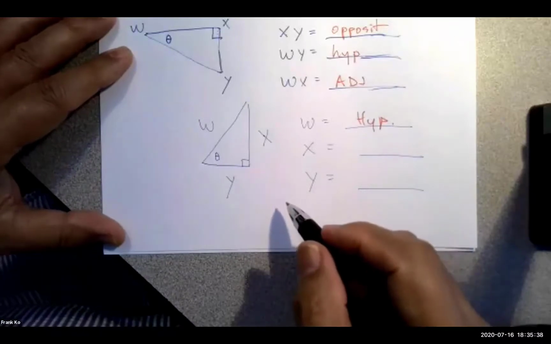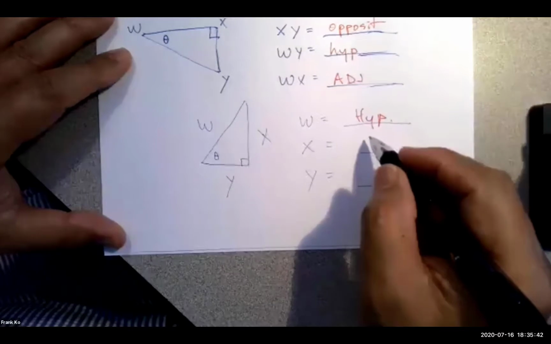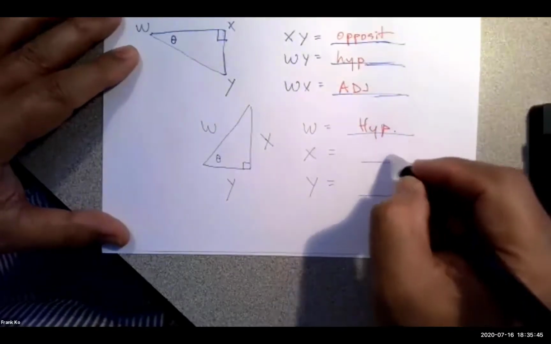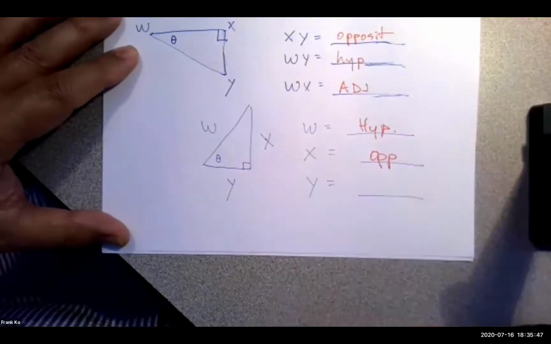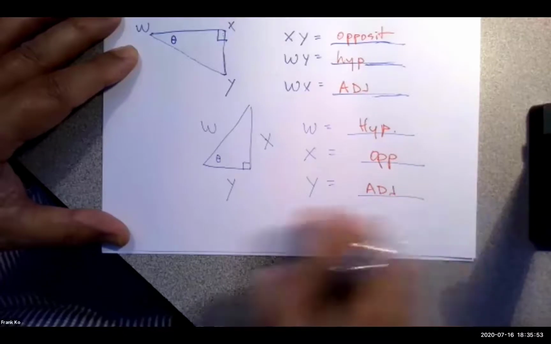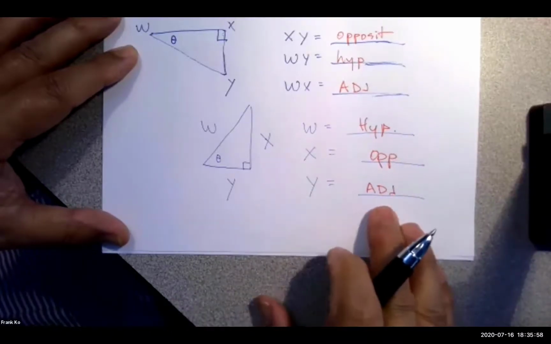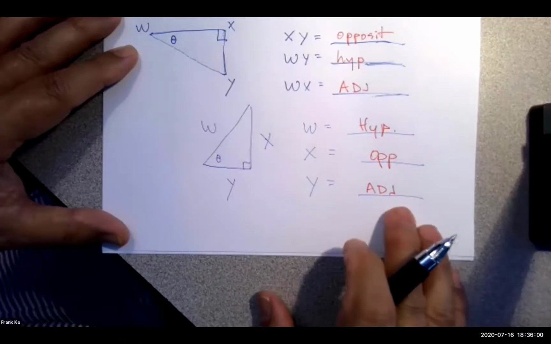X. Question goes to Ryan. Ryan, X is called what side? Opposite. How many people agree with opposite? OPP. And Y would be adjacent. Why would the side of Y be adjacent? What's my definition for the adjacent side?